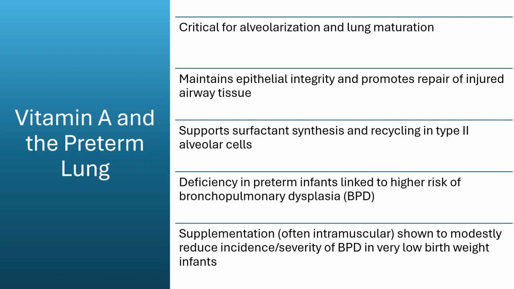In preterm infants, deficiency is common and has been linked to a higher incidence of bronchopulmonary dysplasia. Supplementation, often given intramuscularly to very low birth weight infants, has been shown to modestly reduce both the incidence and severity of bronchopulmonary dysplasia. The physiologic explanation is clear. Without adequate vitamin A, epithelial barriers weaken, surfactant production falters, and alveolar growth slows, leaving the immature lung vulnerable to collapse and chronic injury.